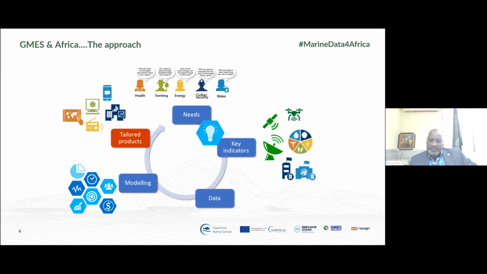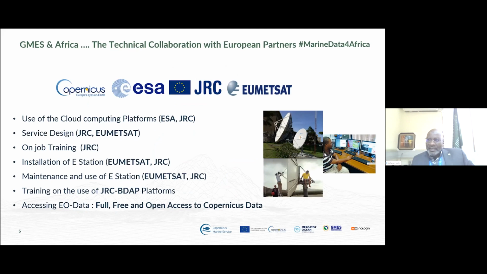GMES and Africa is also a technical collaboration. A technical collaboration we have with our European partners: Copernicus, the European Space Agency, JRC, EUMETSAT, and, as I said previously, the European Union at large, with the European Commission. And this collaboration comes through the use of a cloud computing platform. We have the support of the European Space Agency and the JRC. In terms of the services we are providing to our users, we are also working closely with JRC and EUMETSAT. We also work through capacity building. We have the support of JRC and even EUMETSAT.